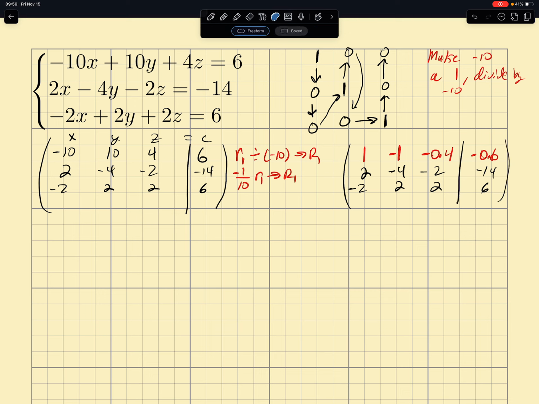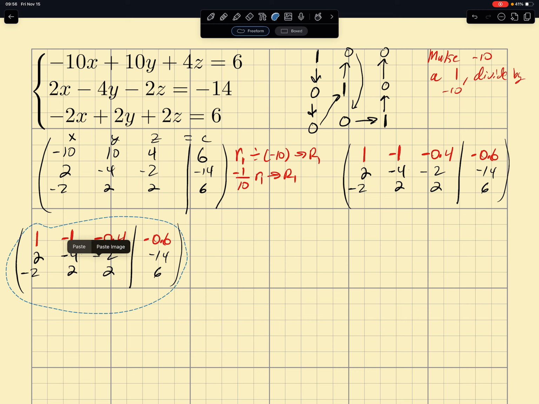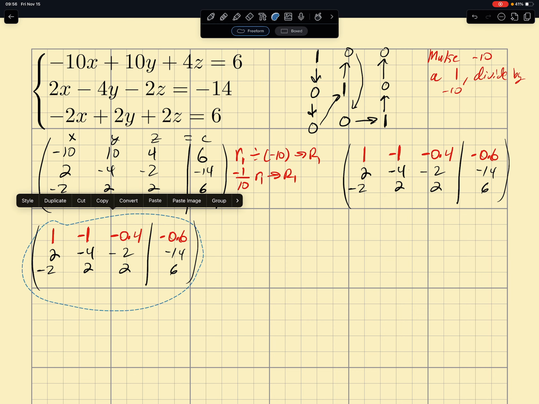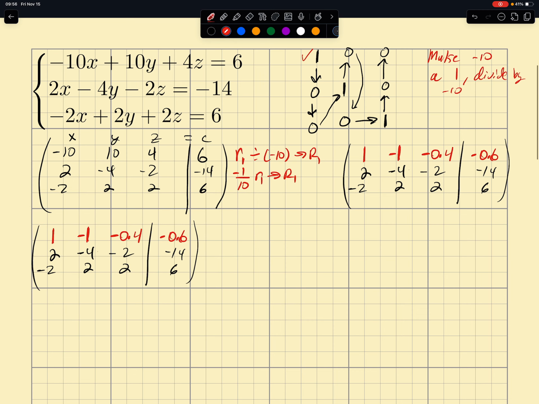Okay, then for the sake of space here, we're just going to bring this on down. Okay, so we have completed the first step in the Gauss-Jordan elimination. From here, we'll take out the second and third columns in row 1 there. We'll make those zeros, okay?